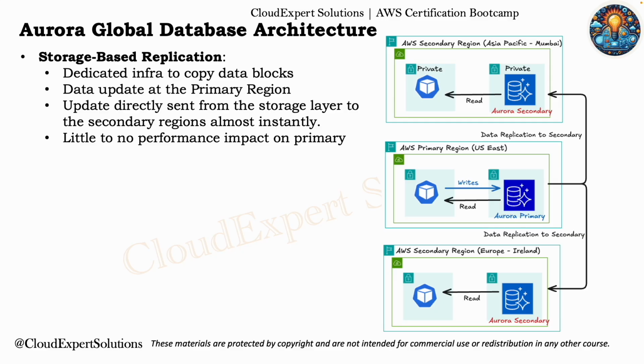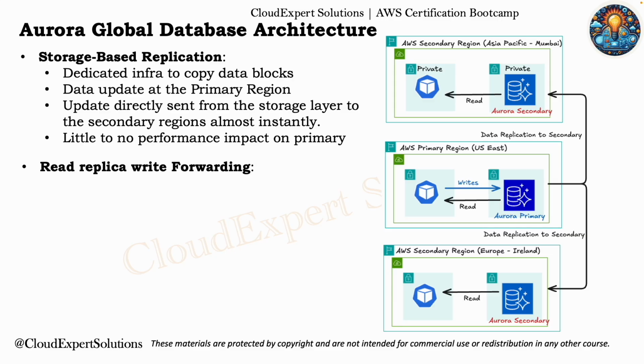But what happens for local writes? In the default scenario, the application should be using the primary instance or the cluster write endpoint for any write or update operation. As a result, users from Asia Pacific Mumbai or European region will see a write latency, and to avoid this, Aurora supports read replica write forwarding.